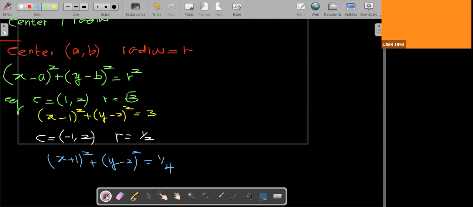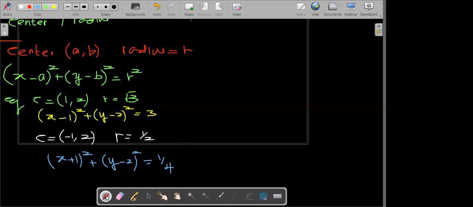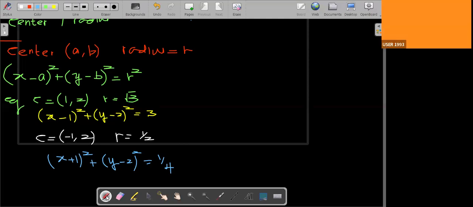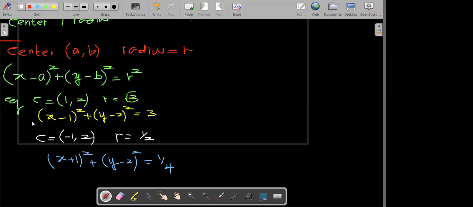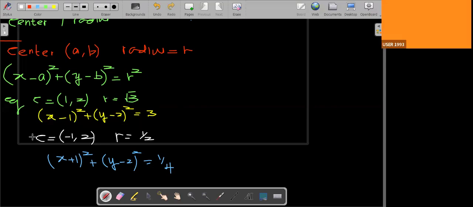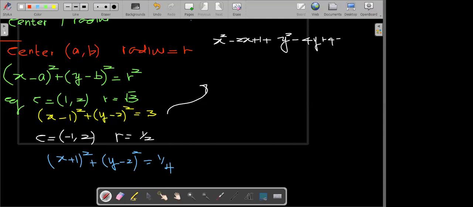And remember, this is one way of writing the circle's equation if the circle's center and radius are given. But the other way is, you can still expand it and then give the final answer. For example, if you expand it, what do you get? x squared minus 2x plus 1, first one. And the other one is y squared minus 4y plus 4 is equal to 3.